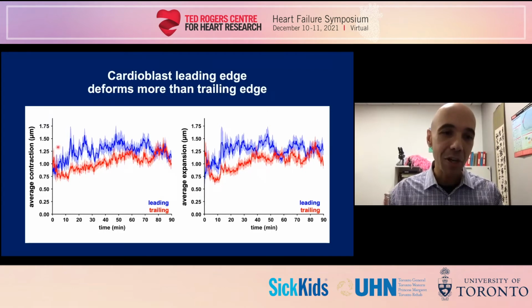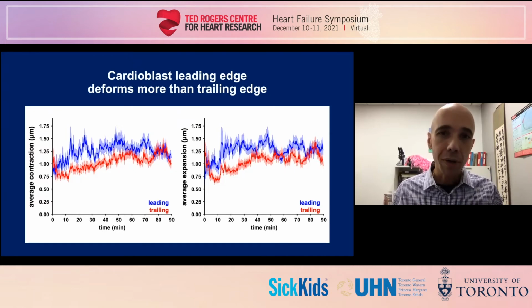And we did that by measuring the average amplitude of contraction and expansion for the leading edge in blue and the trailing edge in red over the time of cardioblast migration. And what we found was that at any given time, the amplitude of deformation of the leading edge, again in blue, is significantly greater than the amplitude of deformation of the trailing edge in red, suggesting that indeed the trailing edge of cardioblasts is stiffer than the leading edge.